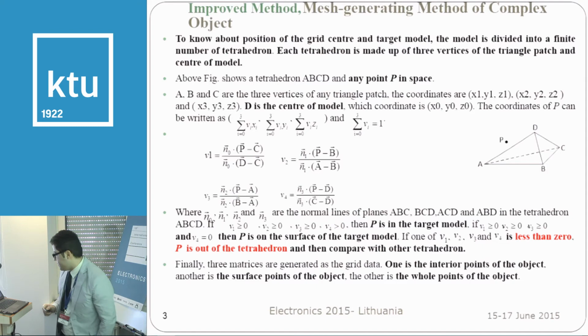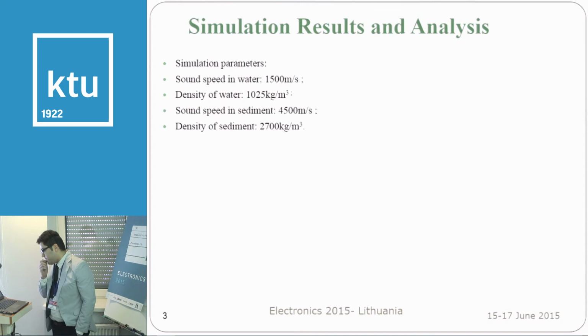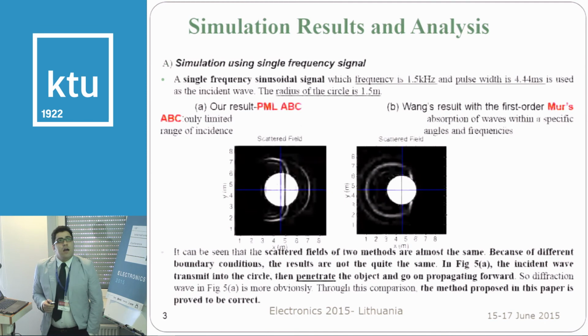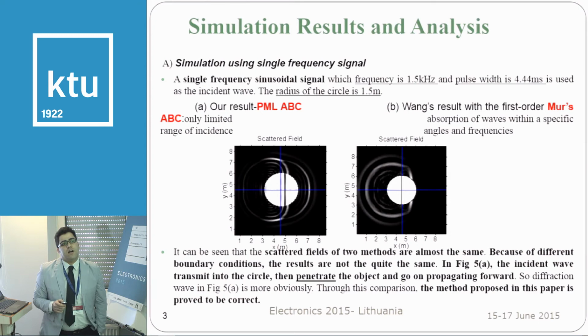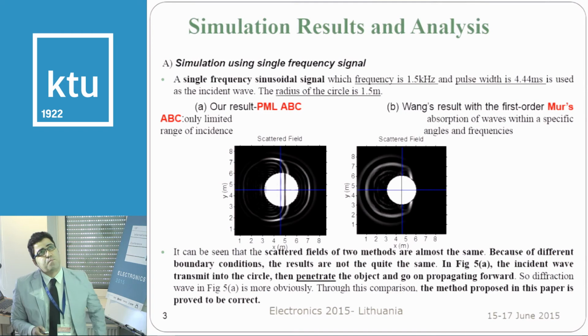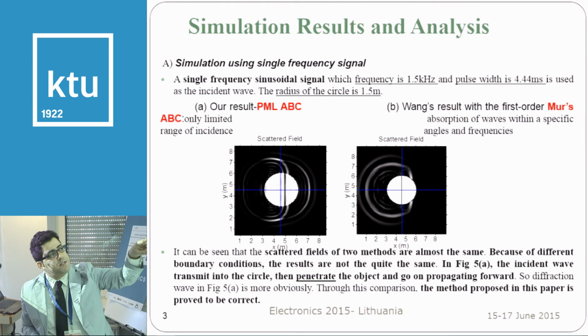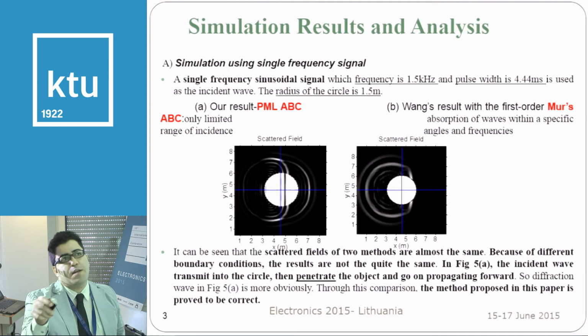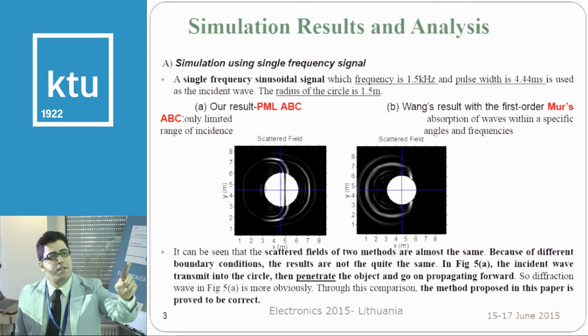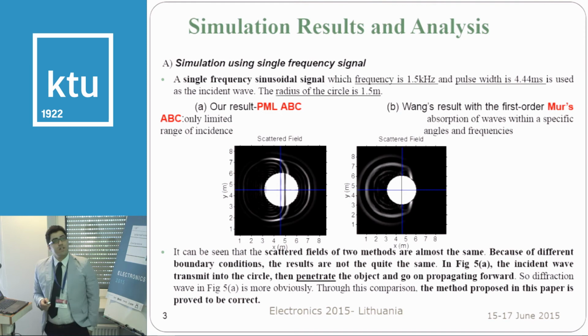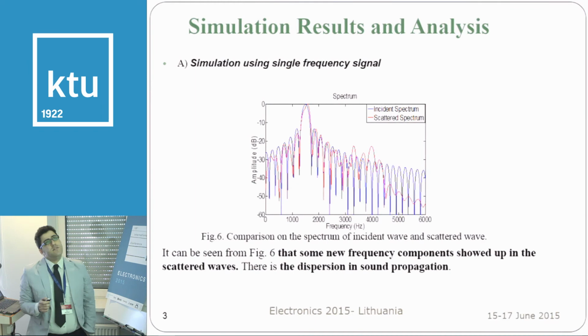Simulation analysis: these are the simulation parameters that we use, for example, sound speed in the water and also water density. We want to justify our approach based on two boundary conditions: the first one is the PML boundary condition, and the second one is MUR. In our model, the sound wave comes, hits the object, penetrates, and then propagates. But with the second boundary condition, MUR, we see that we don't have penetration, and the sound wave doesn't hit the object. So we are trying to justify, and based on this result, we can see that our boundary condition works appropriately.